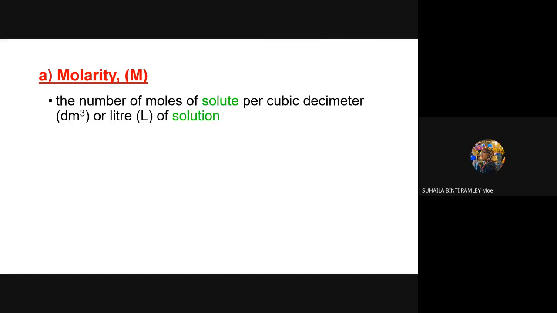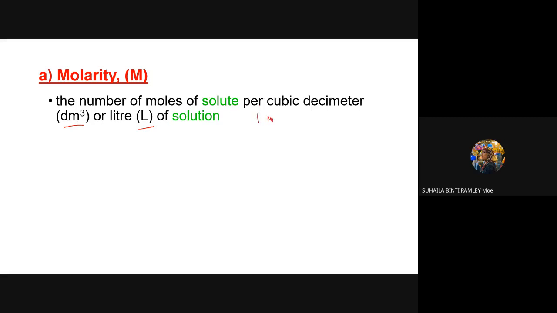We start with molarity, capital M. It is defined as moles of solute per volume of solution. So the volume of solution must be in liter or decimeter cubed.